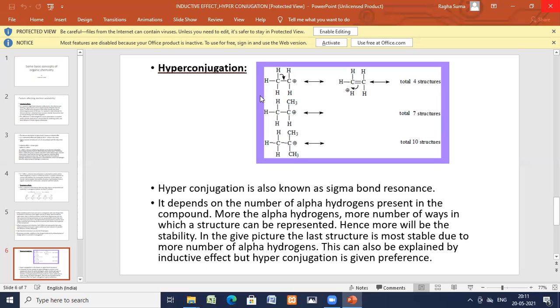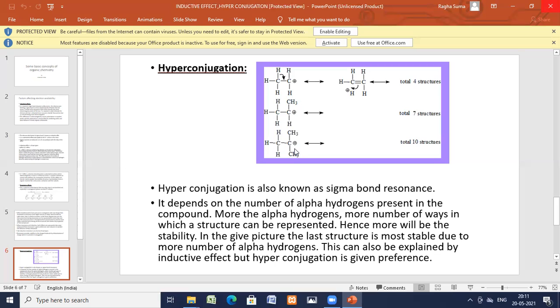How many hydrogens are there? That many electrons are released. Therefore, the stability is more. As the number of hydrogens increases, the stability increases. Here you can get a total of 4 structures. Here you can get a total of 7 structures: 1, 2, here these are 3, and here 3. You can get a total of 7 structures.